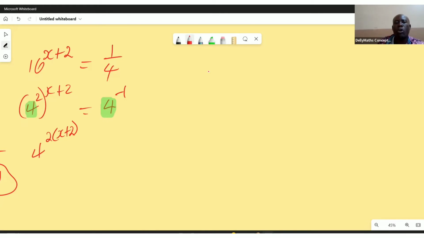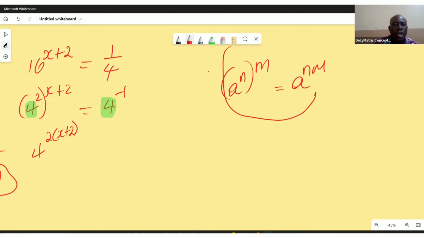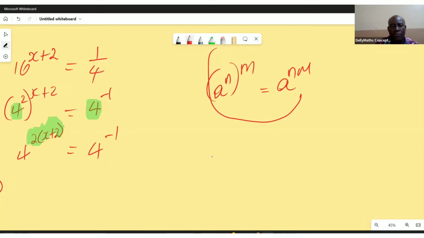Now, this would have come about because of this rule. If I have a to the n, all raised to the m, then this is the same thing as saying a to the n times m. In other words, when a power is raised to a power, we multiply the powers. Now let us continue. This is now equal to 4 to the negative 1. Drop the base. For example, we're going to be dropping the 4s. So we're now left with 2(x plus 2) equal to negative 1.